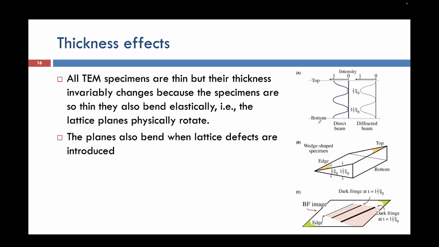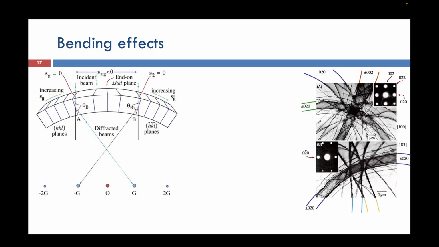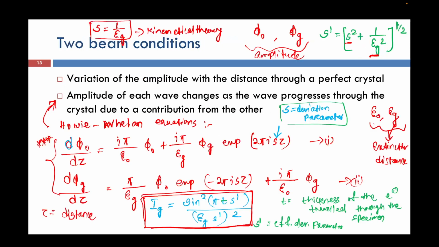Now we will see some of the bending, I think it is there. We'll first see the thickness effect, the diffraction that is happening due to the variation in thickness. Ultimately we need the amplitude and subsequently the intensity of our diffracted wave, and the intensity of the diffracted wave is given by Ig, the same equation that we used in the dynamical diffraction contrast.